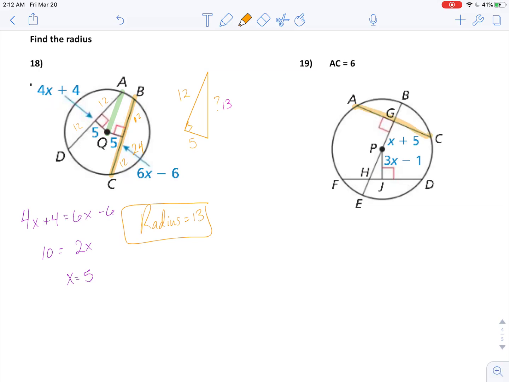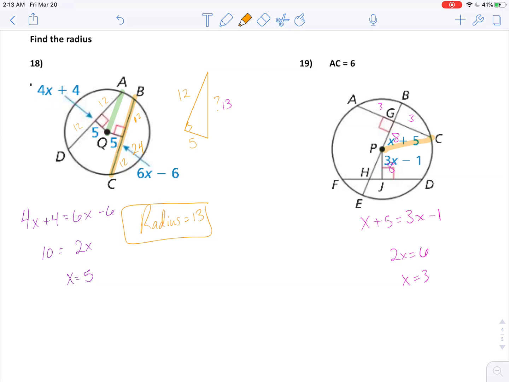And our last one here, I said AC is 6. So if this is 6, well then that's 3 and that's 3. Now let's solve for x. X plus 5 equals 3x minus 1. 2x is 6. And of course, x is 3. So this is 8.